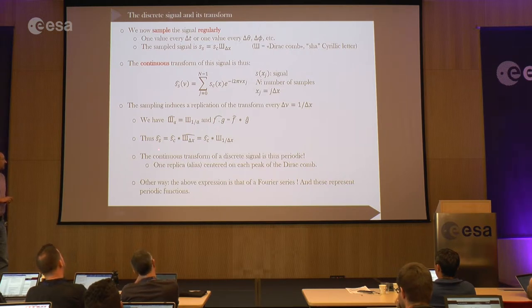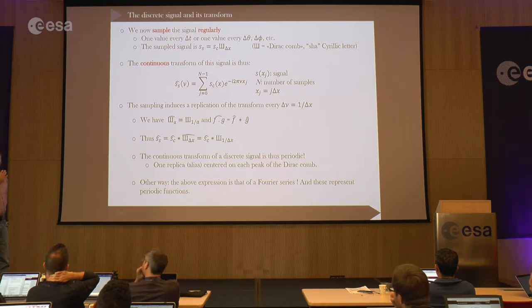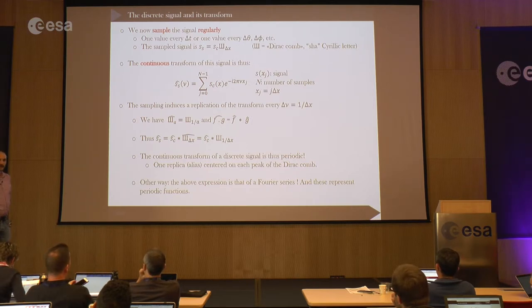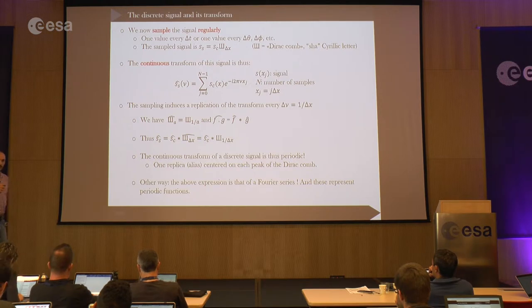Therefore, the Fourier transform of my sampled signal is the Fourier transform of the continuous signal convolved by the Fourier transform of my Dirac comb, meaning that it's the Fourier transform of my continuous signal convolved by a Dirac comb of period 1 over delta x. And that's a periodic signal. Because if I convolve my Fourier transform by this, it means that I make basically one copy of my Fourier transform centered on each peak of the Dirac comb. Okay? So by simply taking discrete samples, you created a periodic Fourier transform. It was not periodic before. It became periodic because of the sampling.